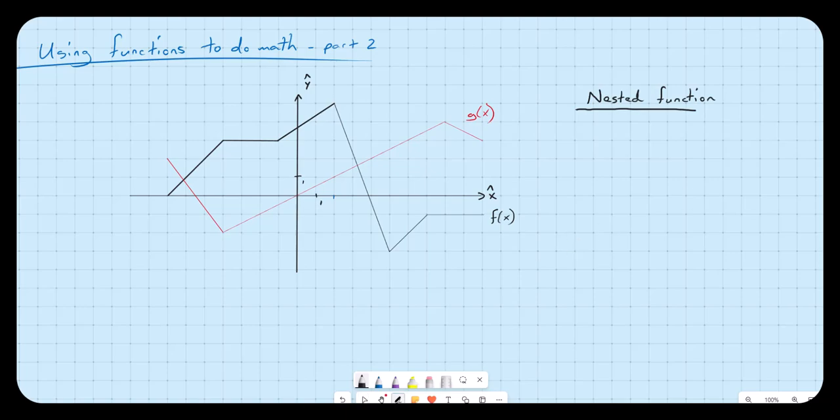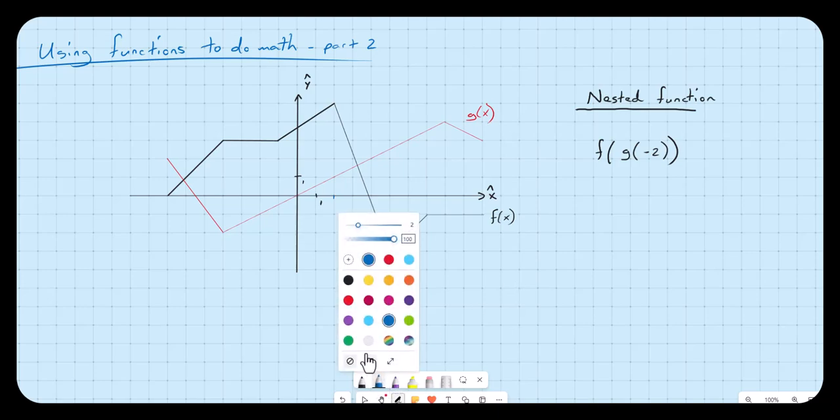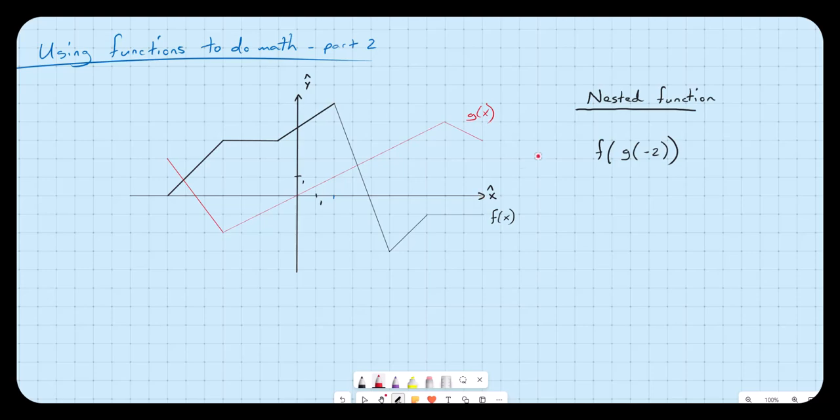So what a nested function is, it looks something like this. Maybe I want to find f of g of negative 2. So it's a nested function because I'm taking the function of a function. And I just have to treat this again as kind of boxes. So g of negative 2, I know what to do with that. I'm going to work from the inner layer outward and kind of pull these layers out like an onion.